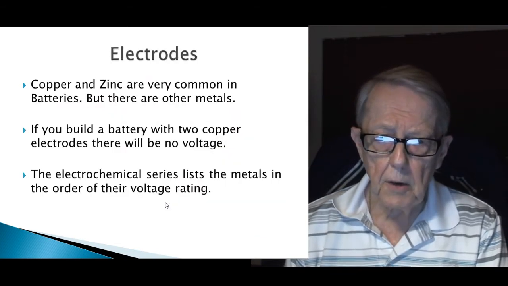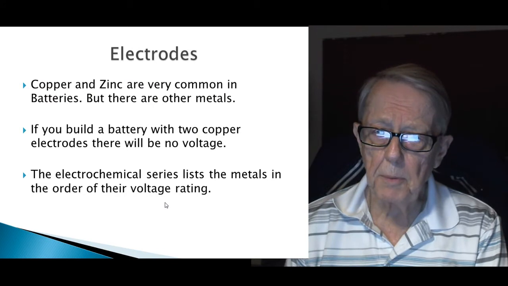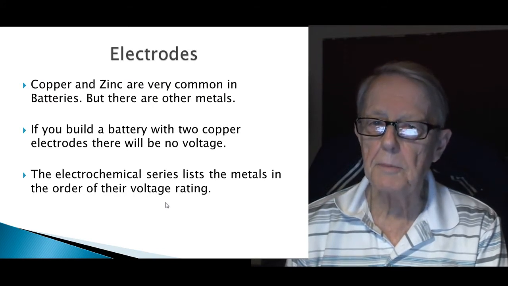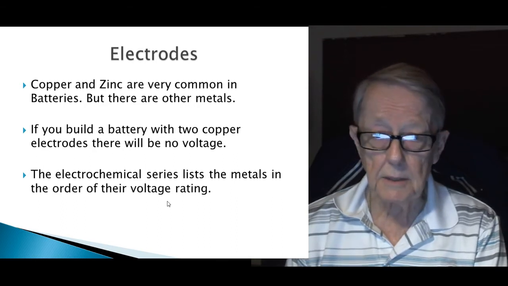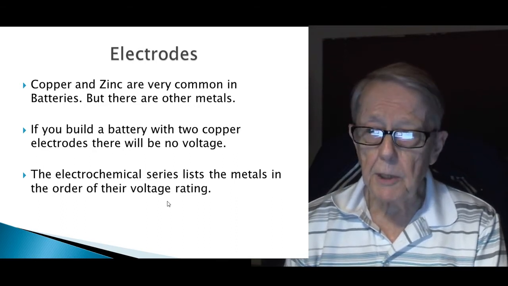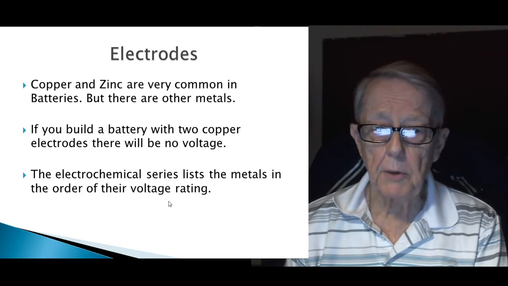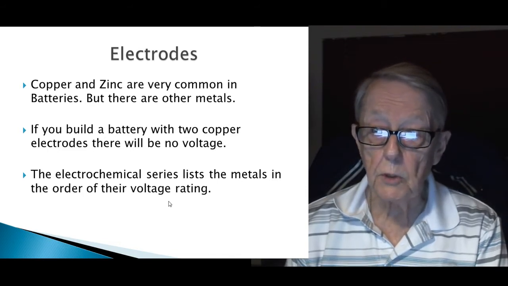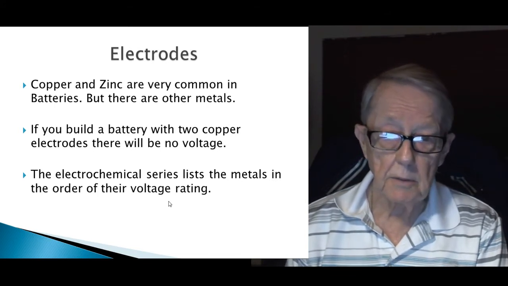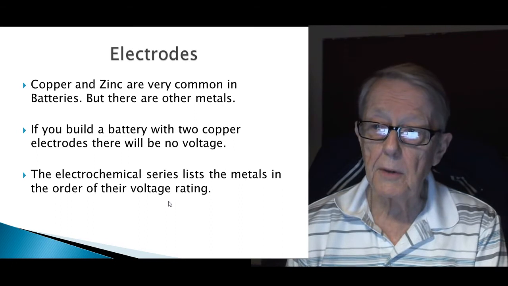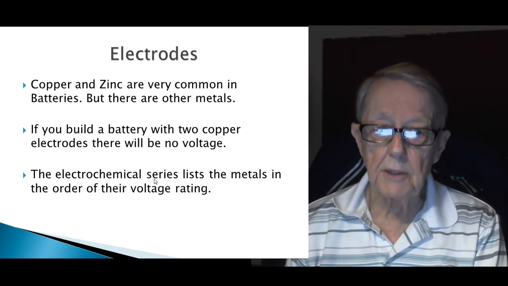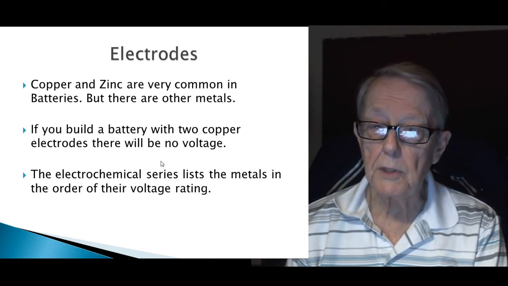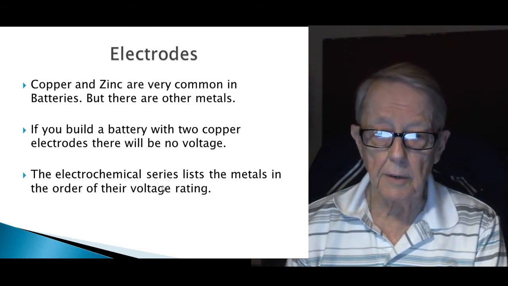Let's now talk about the electrodes. Copper and zinc are very common in batteries, but there are other metals, and apparently other gases. Here's an interesting point, however. If you build a battery with 2 copper electrodes, there's no voltage developed. 2 zinc ones, 2 lead, doesn't matter. You make the battery out of 2 elements that are the same, there is no voltage, and that'll come up later in the discussion.